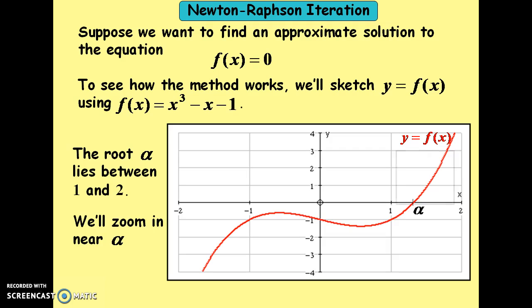We will zoom in near alpha. The zoomed picture shows that alpha lies between 1 and 2, so the range of the root of this equation is 1 to 2.